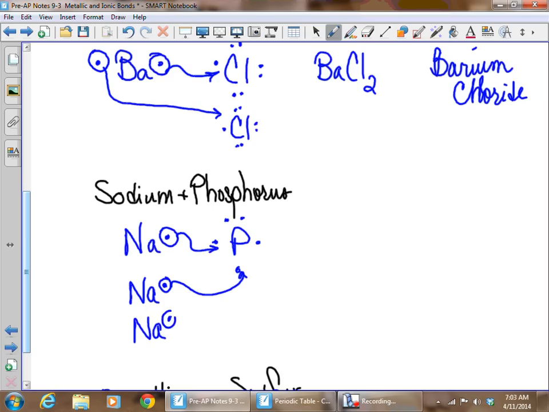And when you have that other sodium, it's going to come in here and bond right here and give another electron away to phosphorus. So what does that tell us about our formula? Exactly. Na3P takes 3 sodiums to satisfy 1 phosphorus, and we get sodium phosphide.